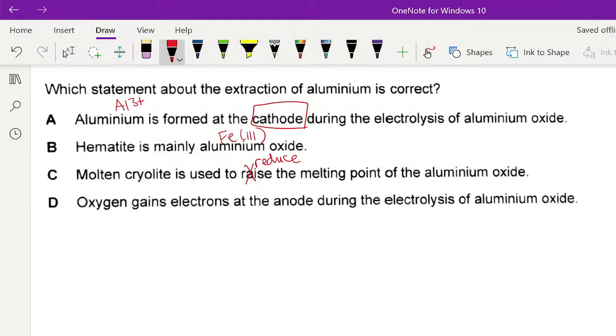Oxygen gains electron at the anode. Actually, it's not oxygen, it's oxide ions that lose electrons, because oxide ions undergo oxidation, okay, lose electrons. So answer here is A.